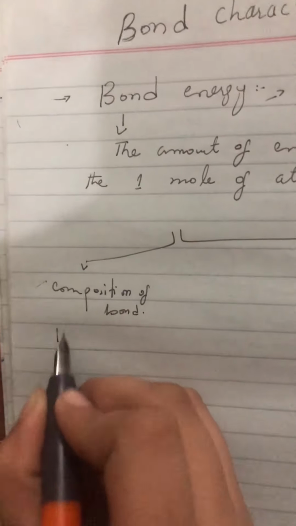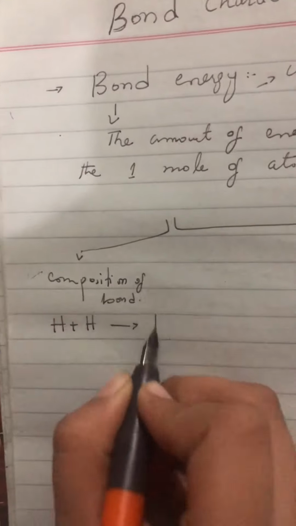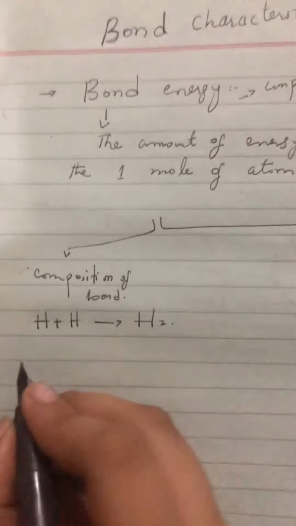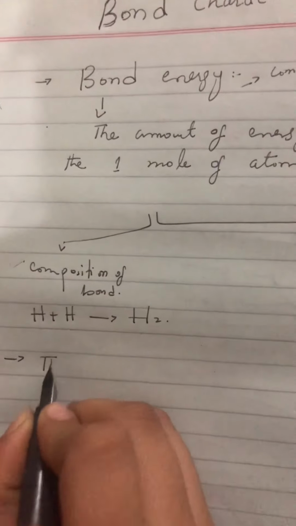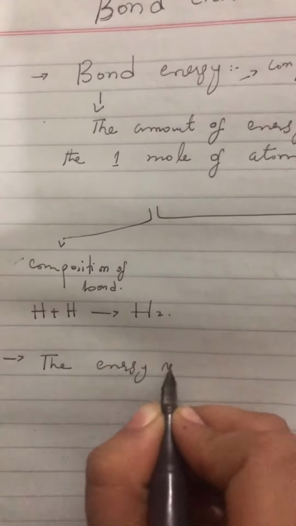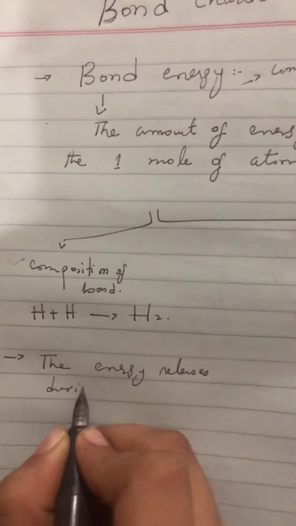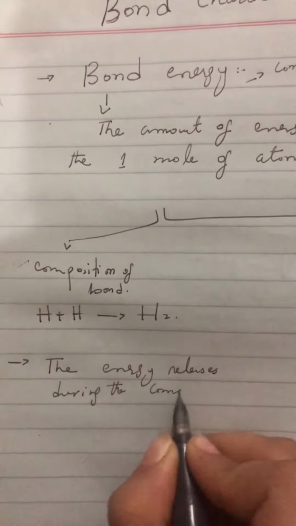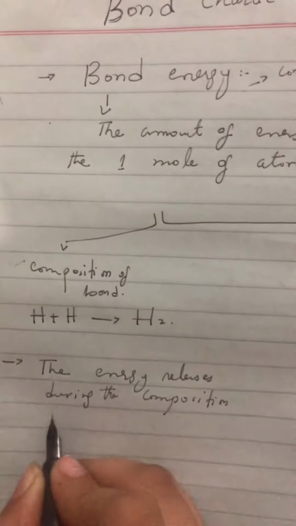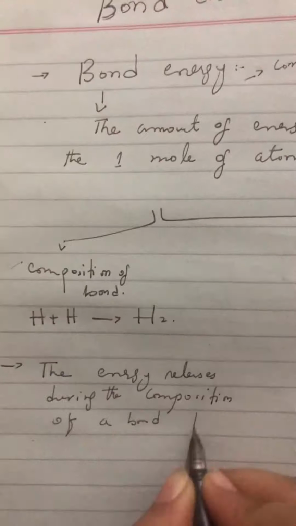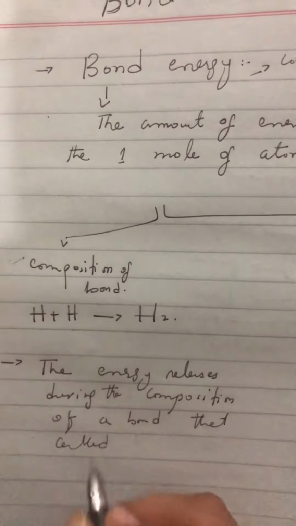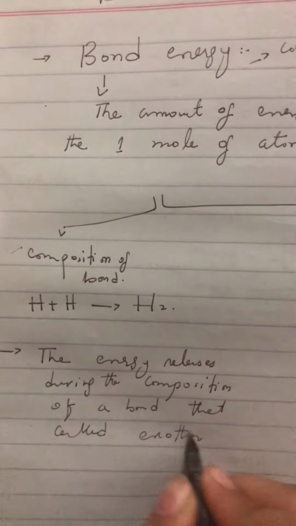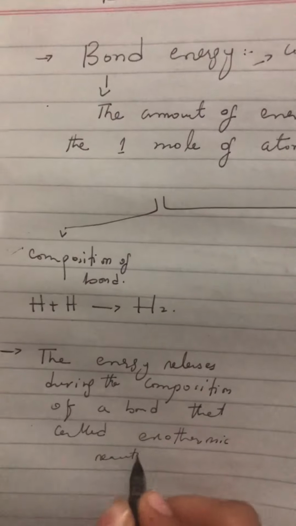Now what is composition of the bond, or we can say the making of the bond? Like here is H plus H, we make H2, right? This is the composition of the bond. Now in this, the energy releases during the composition of the bond, and that is called an exothermic reaction. The energy released for making this bond is called an exothermic reaction, right?